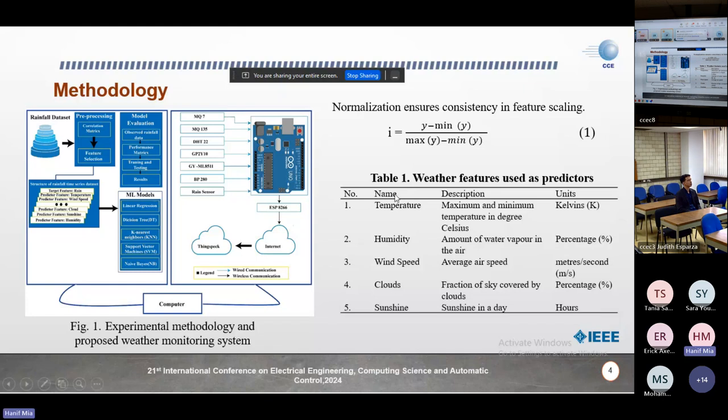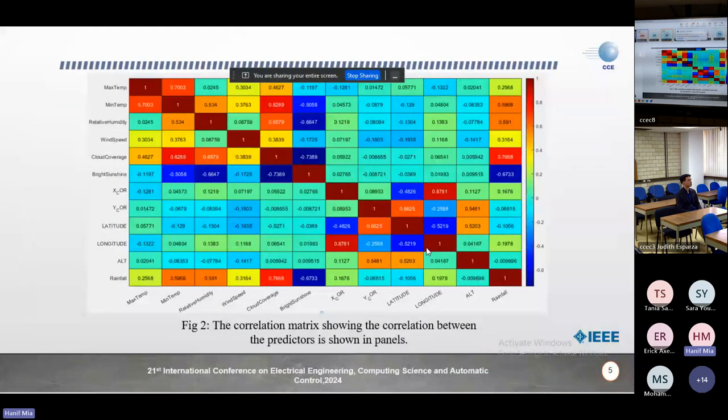To remove the noise from our signal, we use normalization to ensure consistency in feature scaling. Also, in this section, we see a table of weather features used as predictors. As I already said, we used temperature, humidity, wind speed, clouds, sunshine, etc. In this slide, we can see the correlation matrix showing the correlation between the predictors. In the picture, the x-axis has values such as maximum temperature, minimum temperature, relative humidity, wind speed, and so on. It is also the same values in the y-axis.